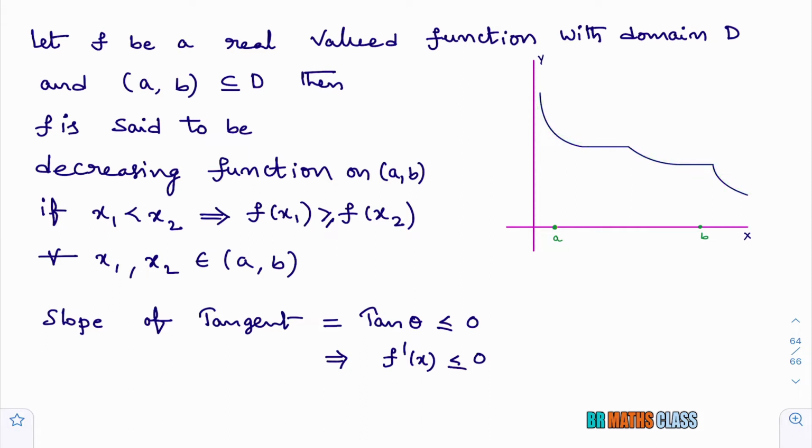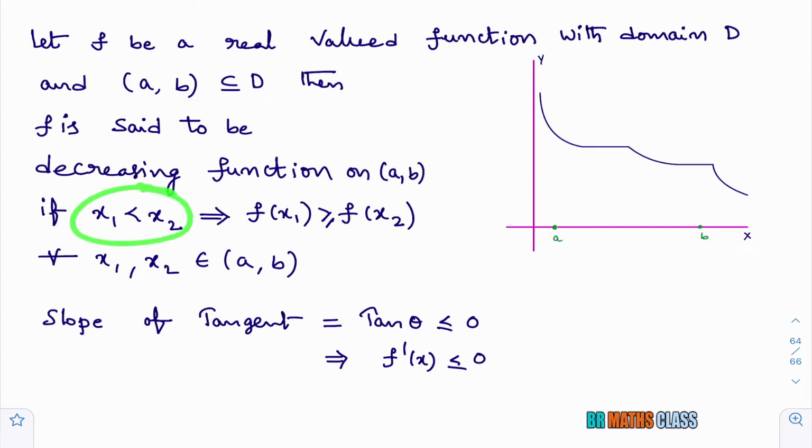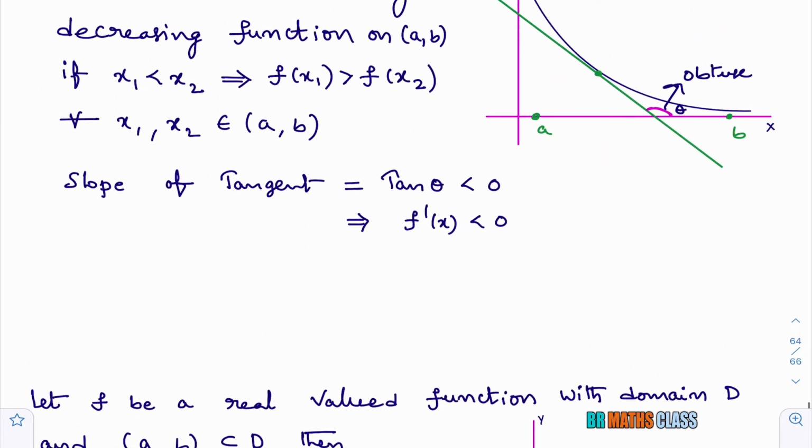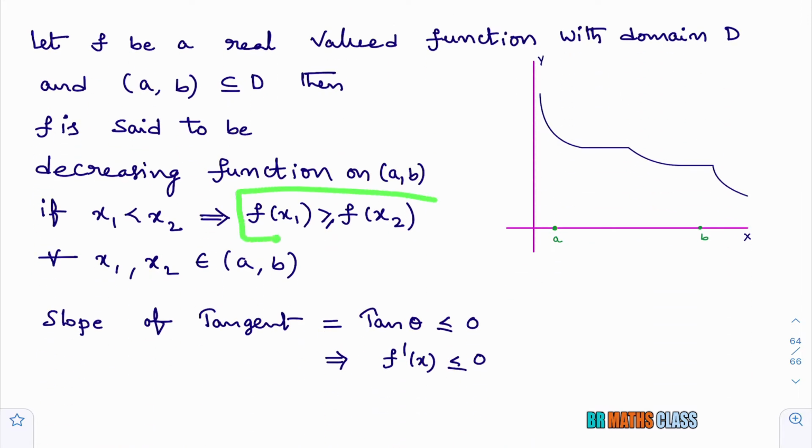How to write this definition? A function f is said to be decreasing function on open interval (a, b) if x1 less than x2. x1 less than x2 means x values are increasing. As x values are increasing, f of x1 is greater than or equal to f of x2. You see, in the strictly decreasing function, f of x1 is greater than f of x2. Here, f of x1 is greater than or equal to f of x2. If I take the points x1, x2 in this zone, you can see f of x1 and f of x2 values both are same. So that's why here equality came.